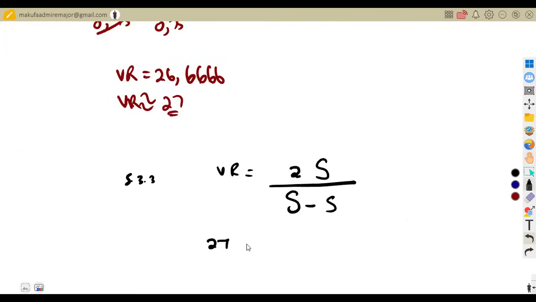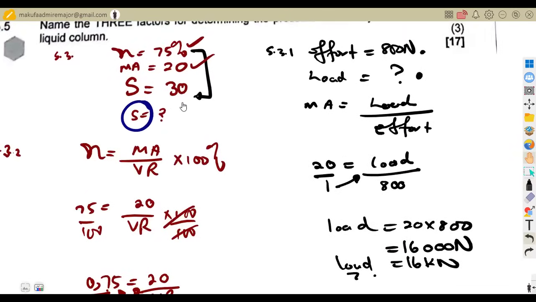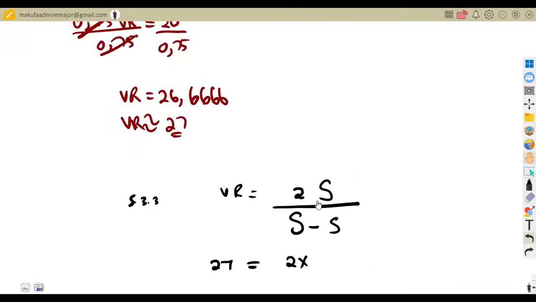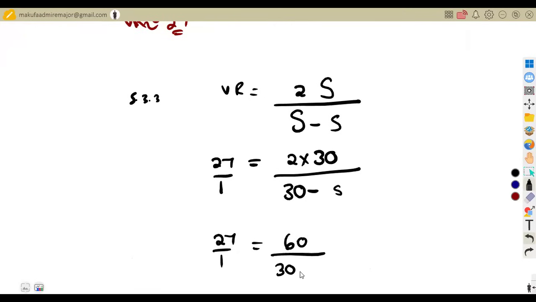So that's 27 is equal to 2 times the number of slots from the larger pulley. Remember, you're given the number of slots is 30. So it's 2 times 30 over the difference, 30 minus S, where this small letter S is from the smaller pulley. It's an equation that you have formulated that you need to solve. All right. So that is 27 over 1 is equal to 60 over 30 minus S.